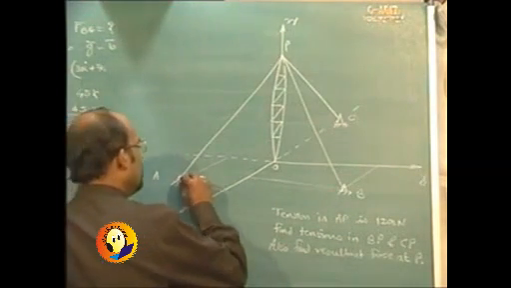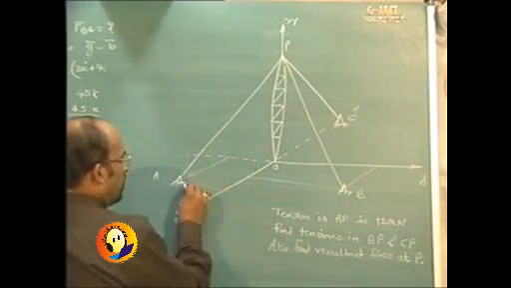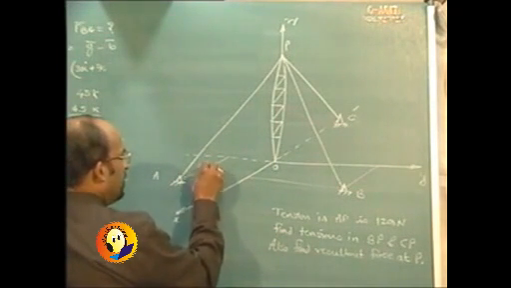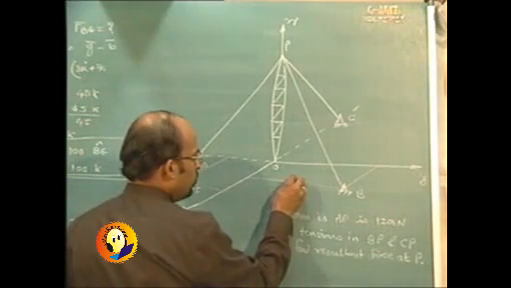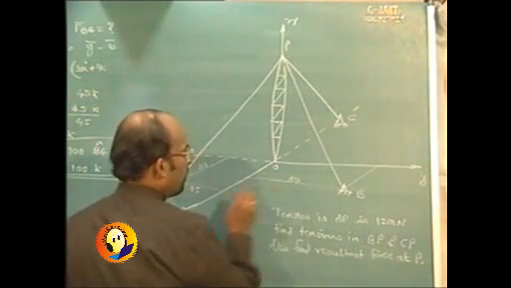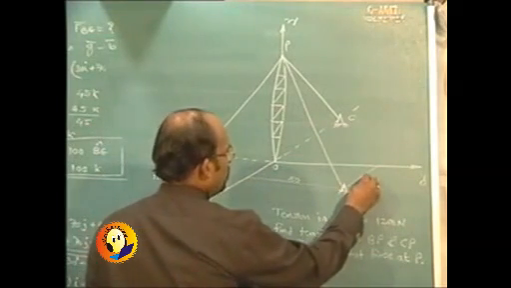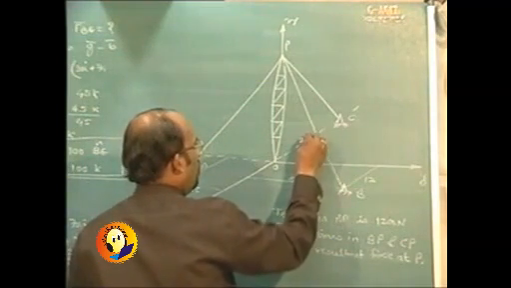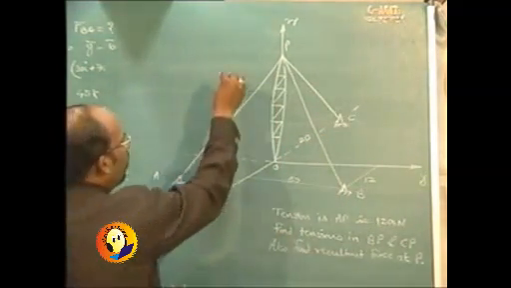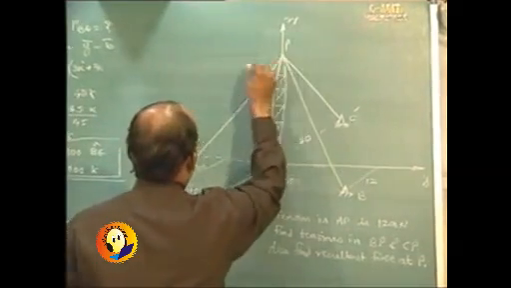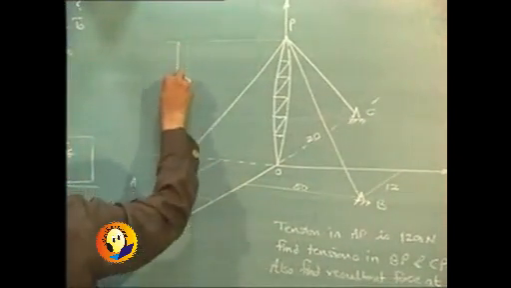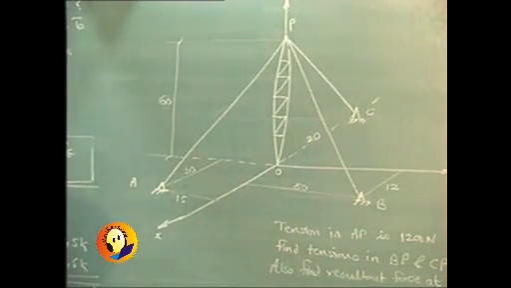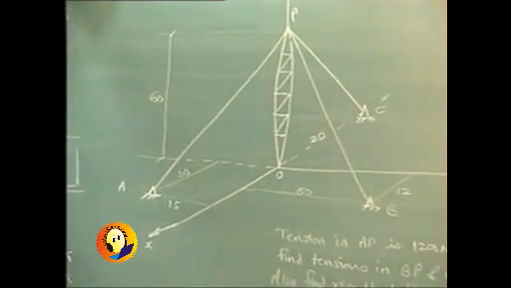And we are also given the distances in meters. This is 15 meters, this is 30 meters, this distance is given to us as 50 meters, this is given to us as 12 meters, and this is 20 meters. The height of the pole is also specified as 60 meters. So all the dimensions are given to us.